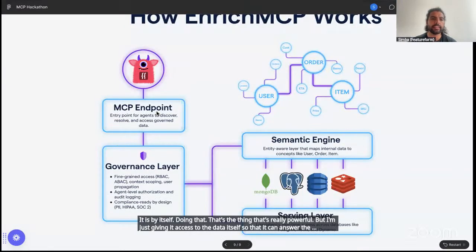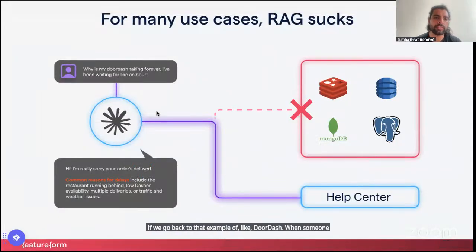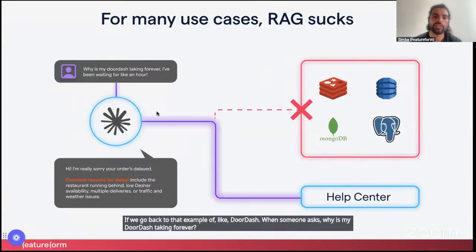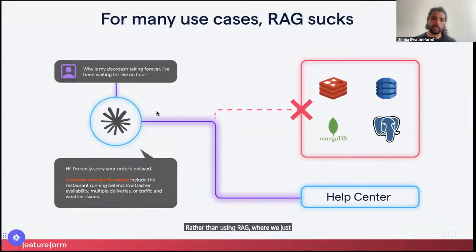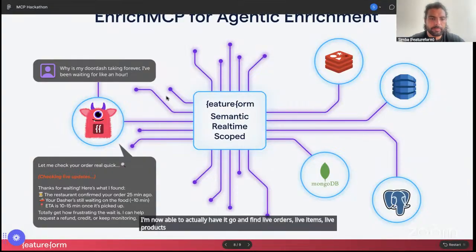I'm just giving it access to the data itself so that it can answer the question. If we go back to that example of DoorDash, when someone asks, why is my DoorDash taking forever? Rather than using RAG, where we just get random paragraphs from the help center, I'm now able to have it go and find live orders, live items, live products, and answer the question.